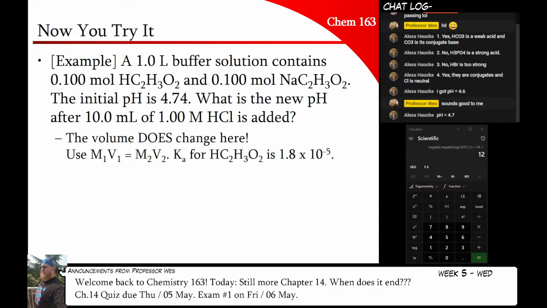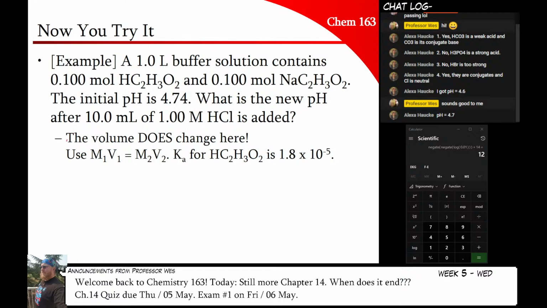Now I have this written here that the volume changes. And that's going to be important if we were using molarities to do an ICE table, but in reality you don't need to worry about the volume here. And there's a specific reason for that. So I want you to play around with this. We're adding HCl now. Tell me what the new pH will be afterward.